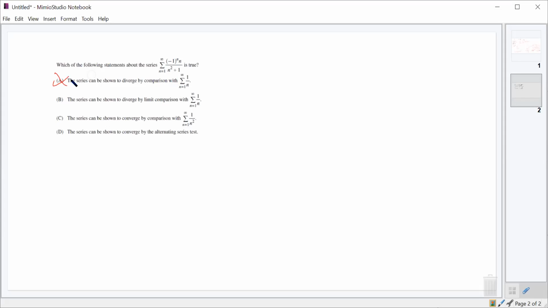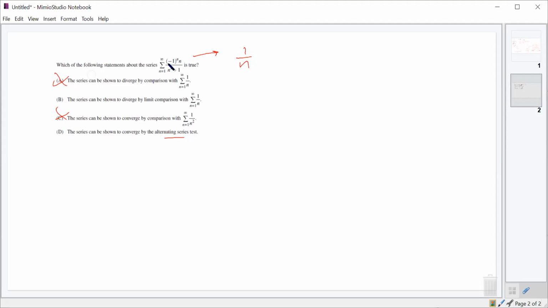Let's see here. Makes more sense to think about choice D. We can really not even bother to look at C, because talking about comparison with 1 over n squared, this is n over n squared, so really that is more like a 1 over n. So it would either be limit comparison with 1 over n or by the alternating series test. You could do the limit comparison with 1 over n if you wanted to, or we could just look at the alternating series test.